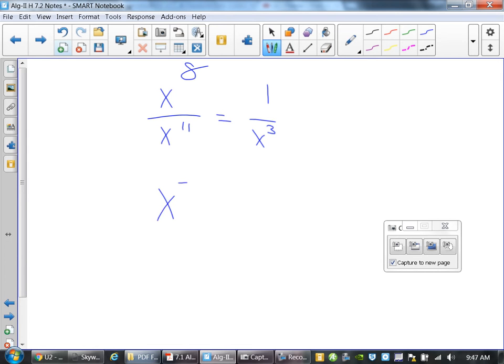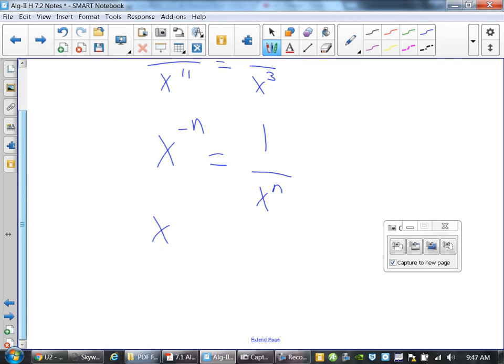We also did this. When something isn't happy, where are they happy? In the denominator. If they were unhappy in the denominator, then they're happy in the numerator. All of these properties still hold true with fractions. That's it. That's 7-2.